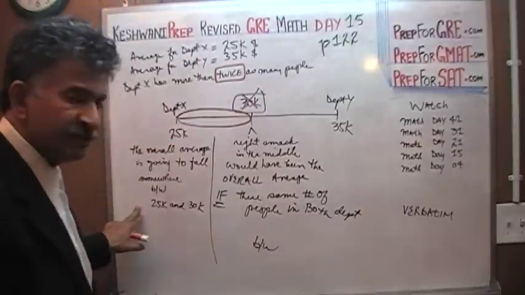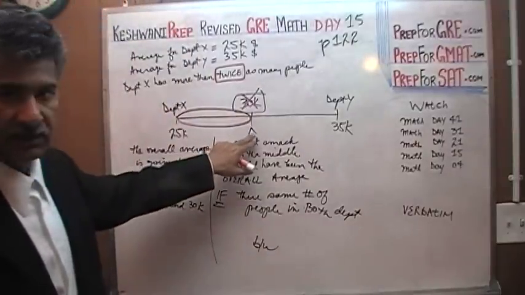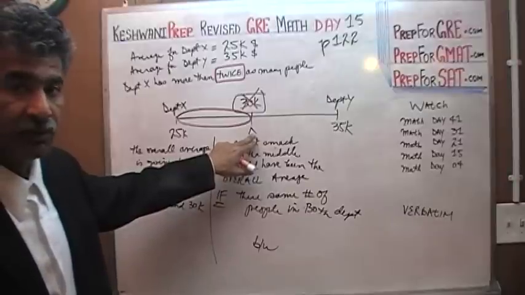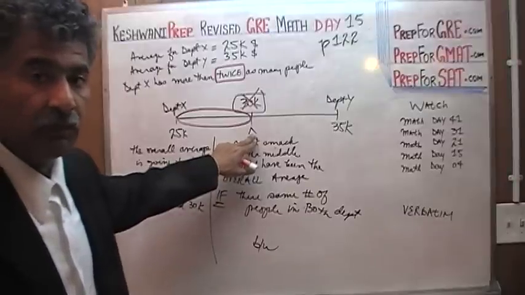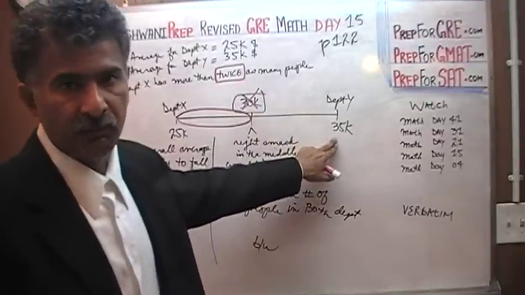So we know that the average is not going to be less than $25,000 and the average is not going to be more than $30,000, because in order for the average to be more than $30,000, we would have had to have more people in Department Y.